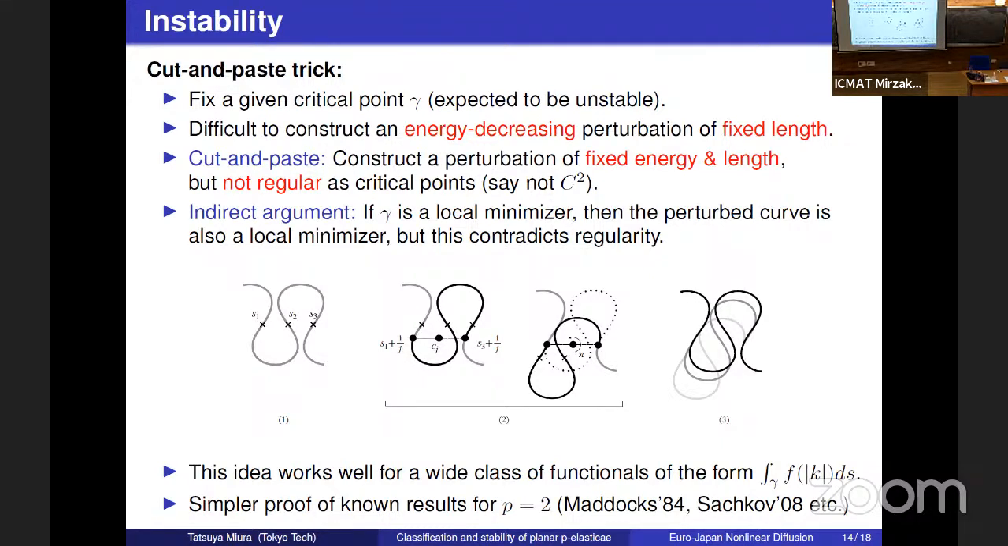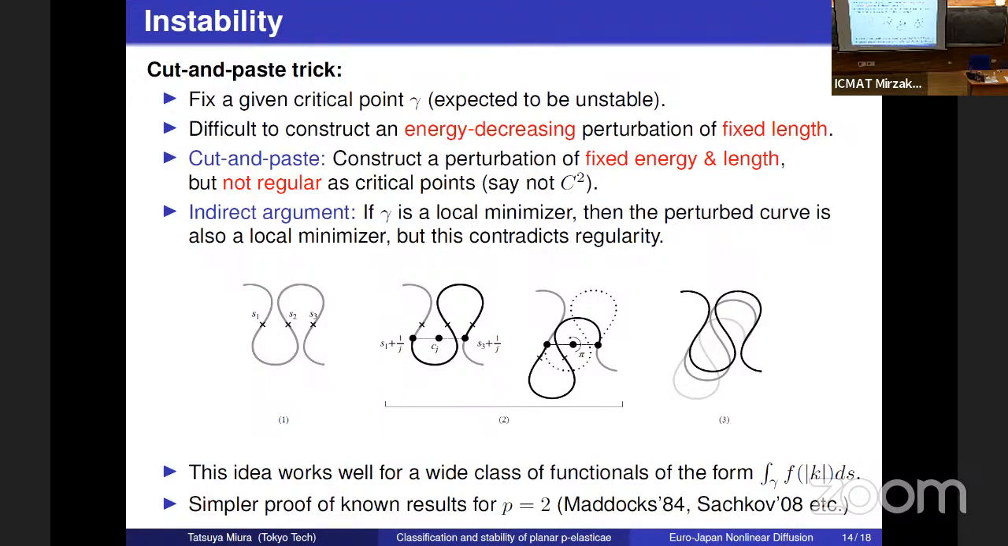And instability means non-local minimality. So in the neighborhood, we want to directly construct a curve which has less energy in a sense. But this is actually quite difficult, mainly due to the fact that we need to preserve the length of the curve, because our admissible class fixes the length. And this fact actually obstructs the perturbation in a geometric way. So the problem is in a sense not trivial. It is difficult to construct an energy decreasing perturbation while fixing length.